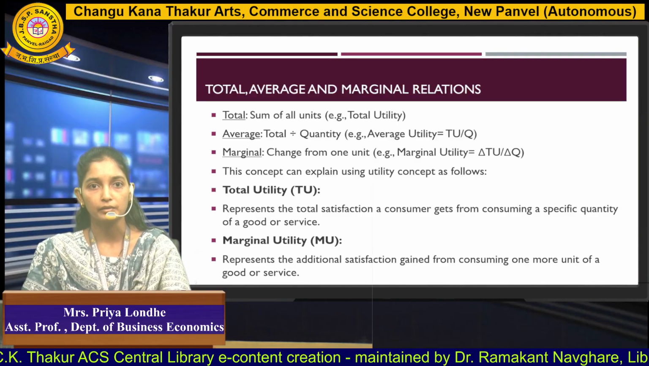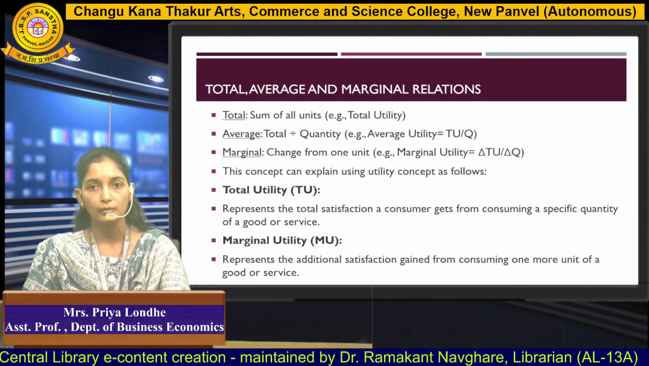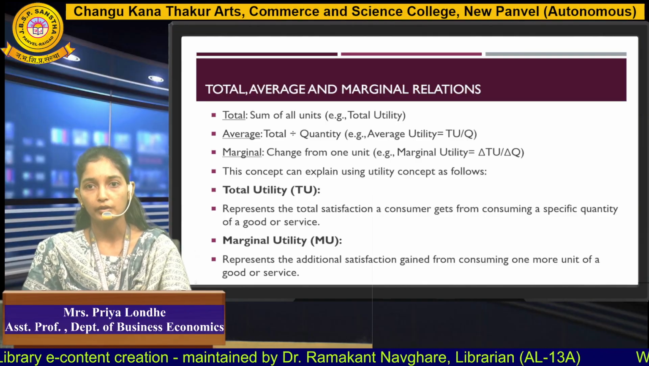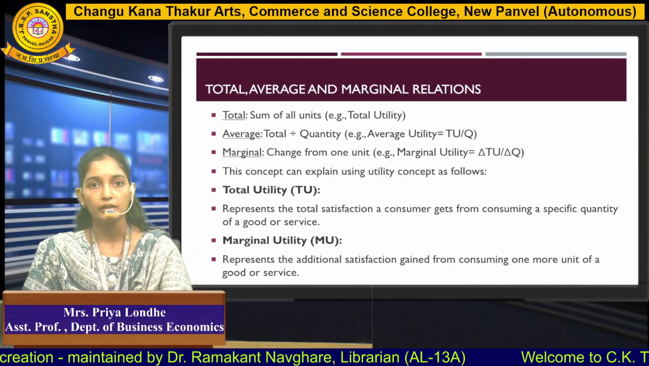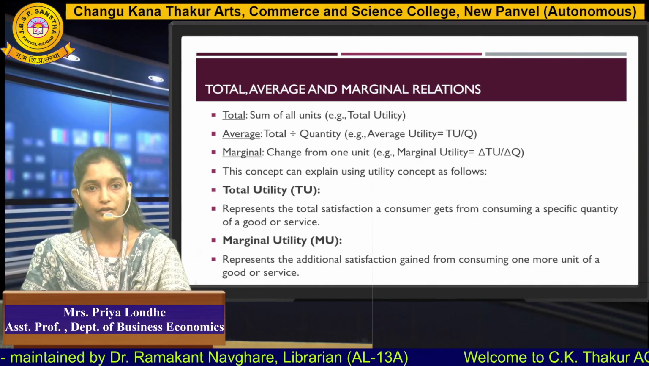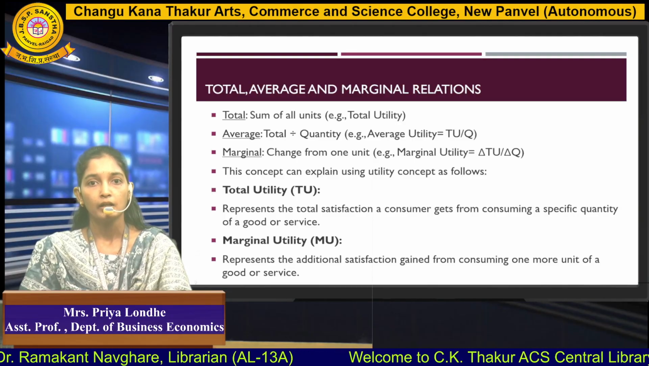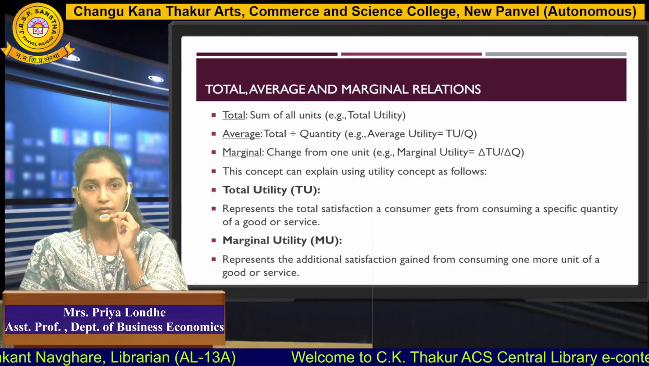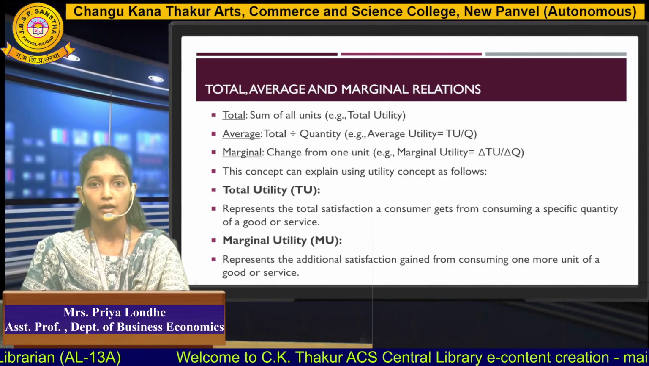Next is the marginal utility. This represents the additional satisfaction which is derived from consuming one more unit of goods or services. So total utility is nothing but the total satisfaction by consuming all the units, and marginal utility is the addition made to the total utility by consuming one more, additional unit.